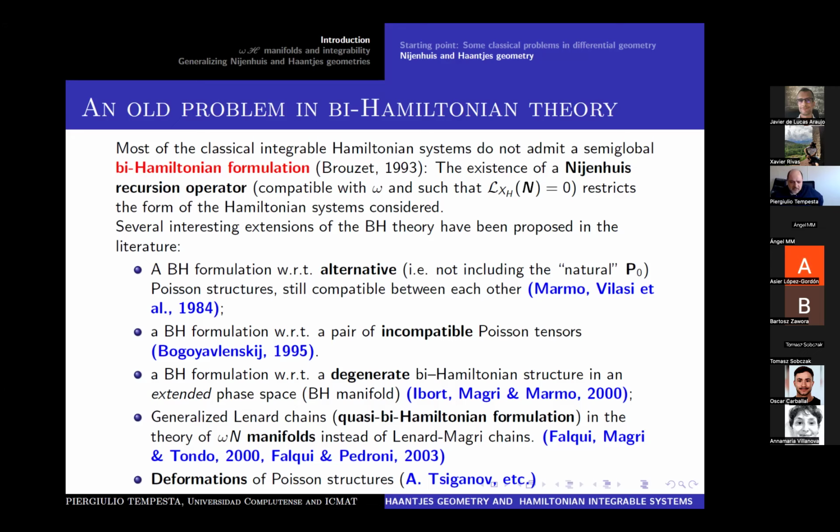Okay, then there are several generalizations which have been proposed in the literature. Maybe we don't have enough time to discuss all of them. Let me just say that there is, for instance, a quasi-bi-Hamiltonian formulation, which is quite effective. Also, the idea of Ibort, Magri, and Marmo of a degenerate bi-Hamiltonian structure in a suitably extended phase space, or alternative Poisson structures, meaning that one can start not from the natural Poisson structure in the Darboux coordinates, but play with other alternative formulations, and this of course could give more freedom. The theory of deformations of Poisson structures, and so on.